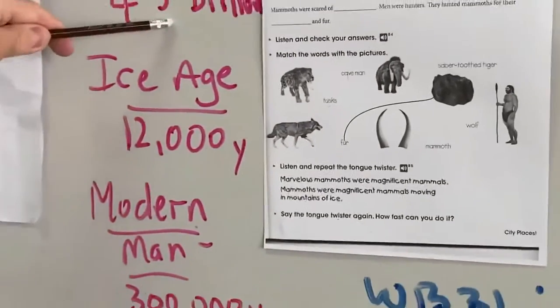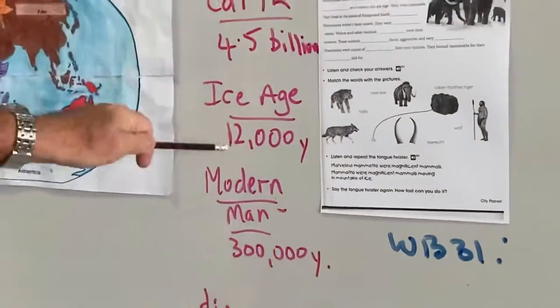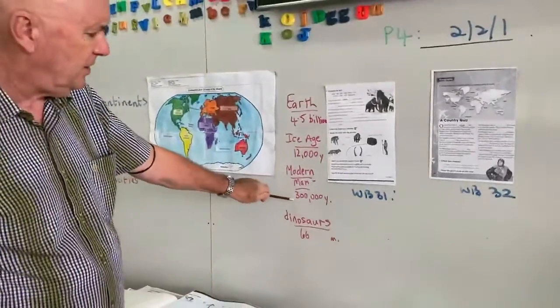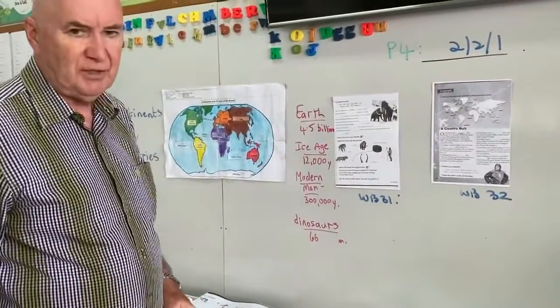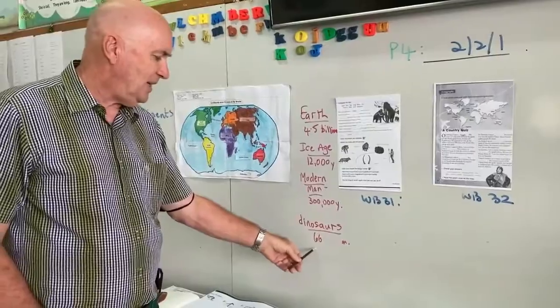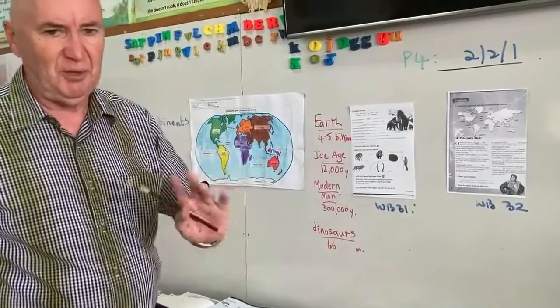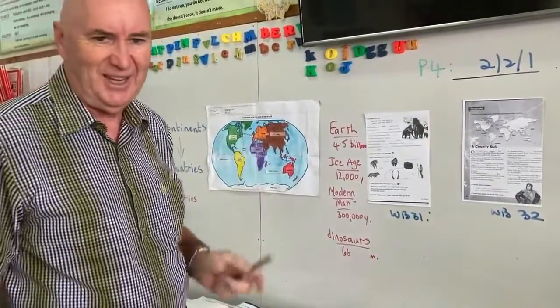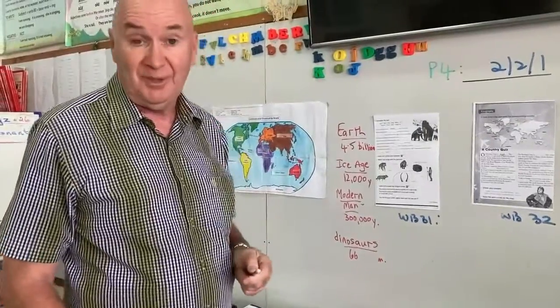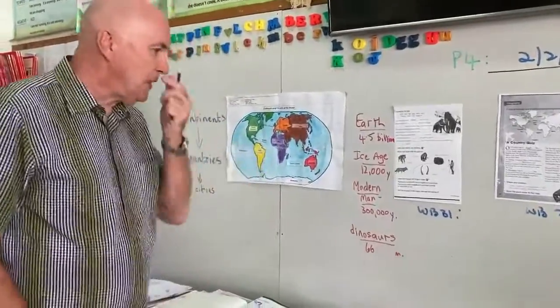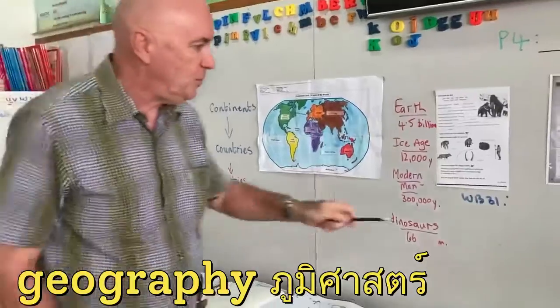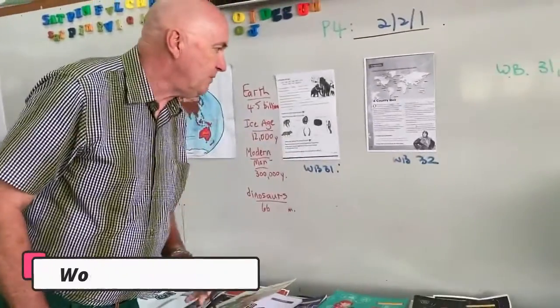Okay, the earth is about 4.5 billion years old, but people have only been on the earth only 300,000 years. Dinosaurs died out 66 million years ago, so there were no people when there were dinosaurs. They never got together, only in films. Okay, second one, we're going to do a little bit of geography, which is Workbook 32.